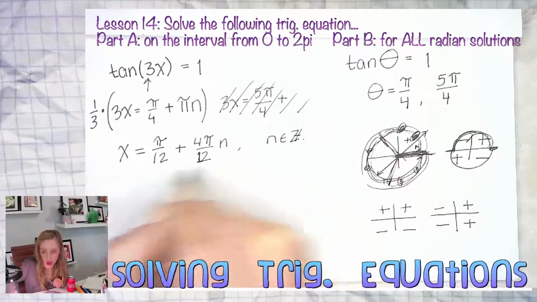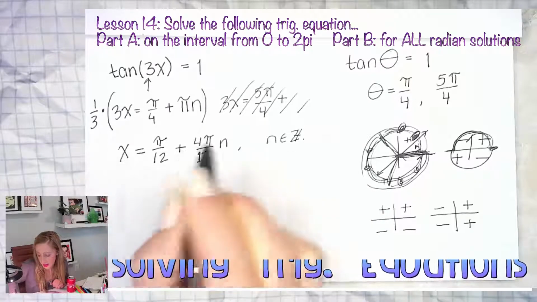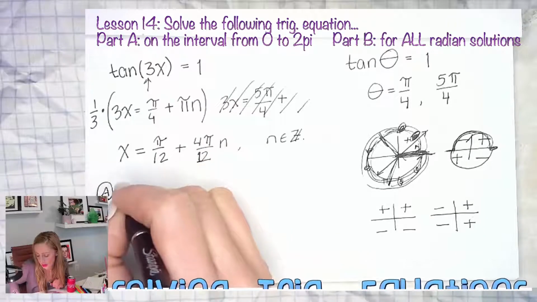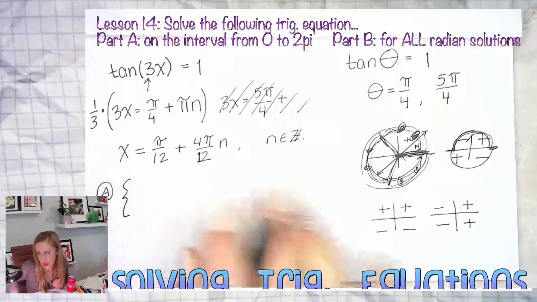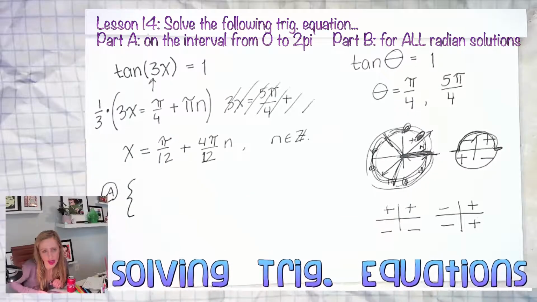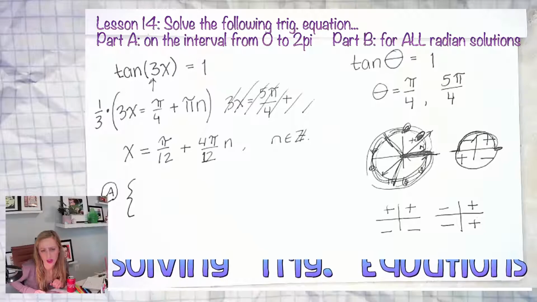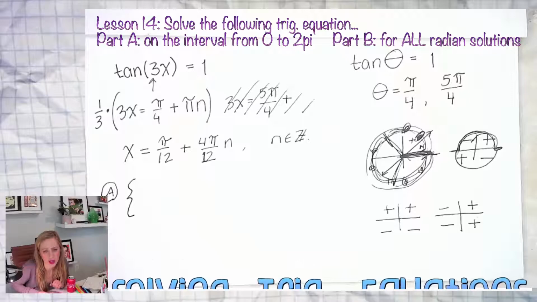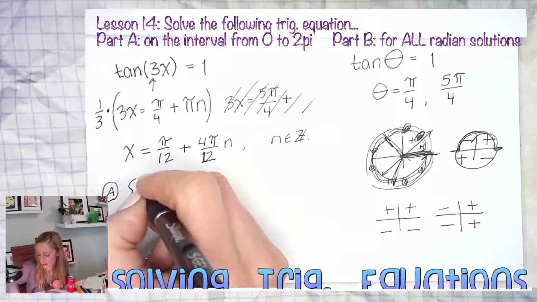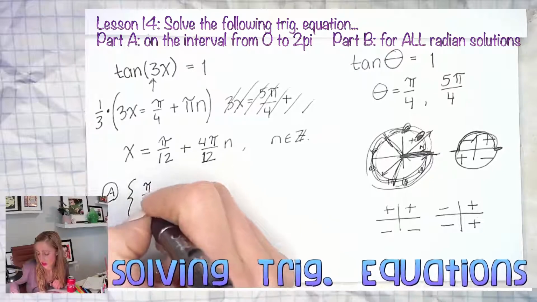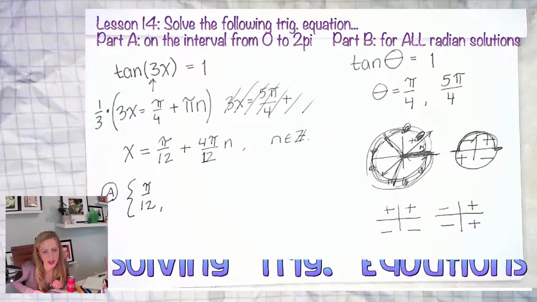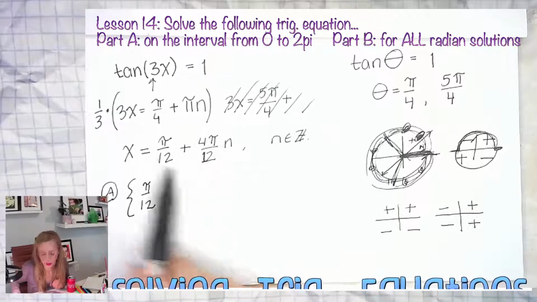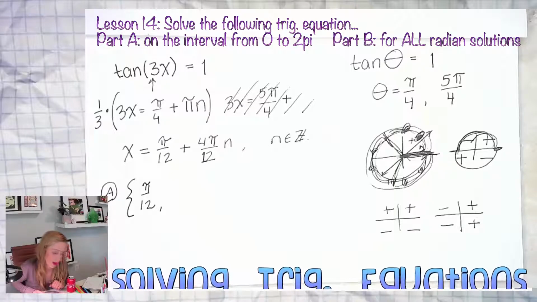So let's go ahead and start filling in integers for n. For part A, my answer is between 0 and 2 pi. I'm going to write my solution in set notation. If I fill in 0 for n, what do I get as my first answer? Go ahead, Veronica. Pi over 12. Good. If I fill in 1 for n, what do I get as the next answer, Carolina? If I fill in 1 for n and clean that up, what do I get for my next answer?